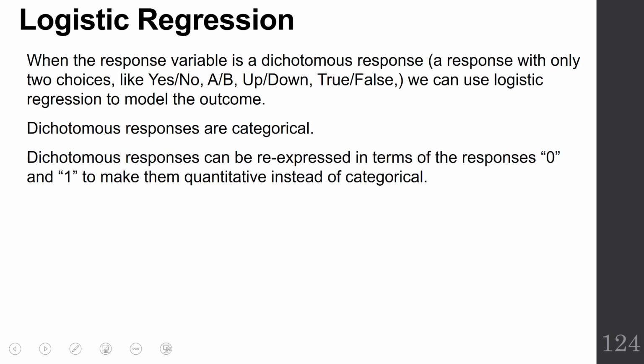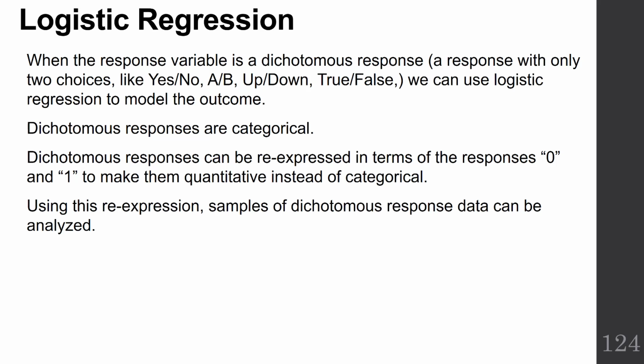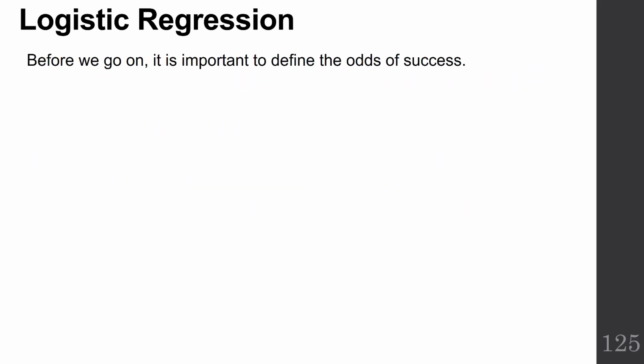Dichotomous responses are categorical. Dichotomous responses can be re-expressed in terms of the responses 0 and 1 to make them quantitative instead of categorical. Using this re-expression, samples of dichotomous response data can be analyzed.